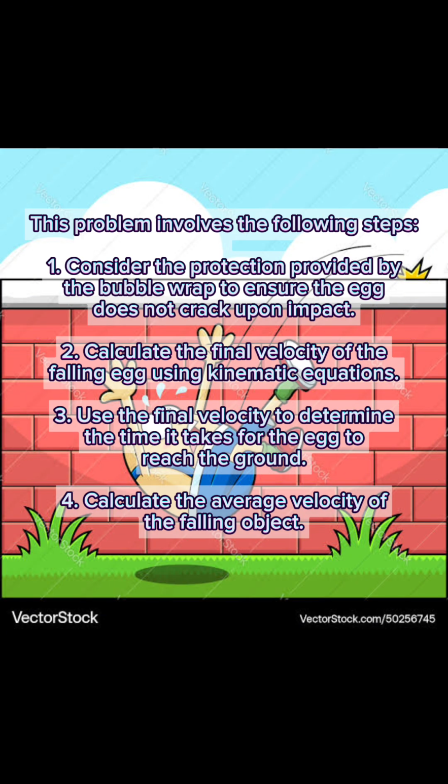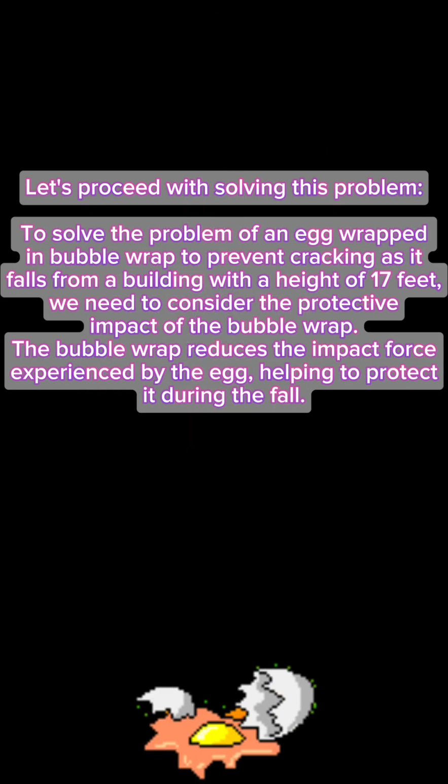This problem involves the following steps. Point 1. Consider the protection provided by the bubble wrap to ensure the egg does not crack upon impact. 2. Calculate the final velocity of the falling egg using kinematic equations. 3. Use the final velocity to determine the time it takes for the egg to reach the ground. 4. Calculate the average velocity of the falling object. Let's proceed with solving this problem.